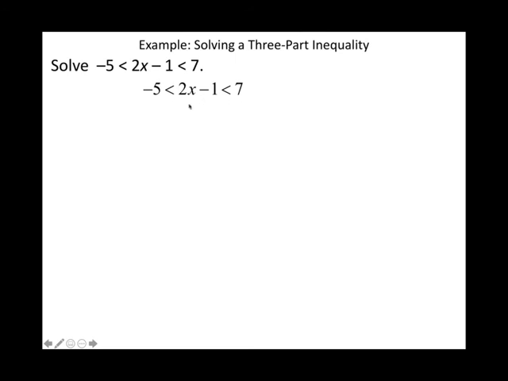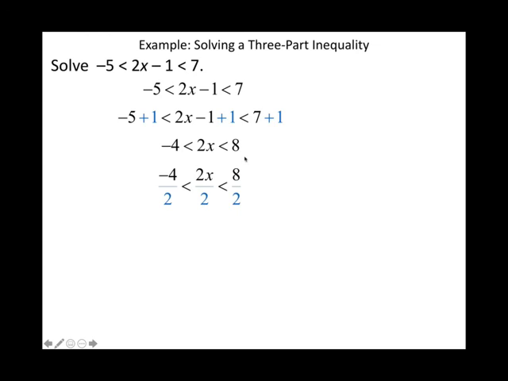So first step, we want to isolate the 2x. We're gonna add one here. So once you add one here, you're gonna add one here and add one here. We're gonna take care of the compound inequality at the same time. So this has become -4 less than 2x less than 8. Now I want to isolate my x. So I'm gonna divide by 2. If I divide by 2 here, I need to divide by 2 here, and divide by 2 here. So you will have x in between -2 and 4.